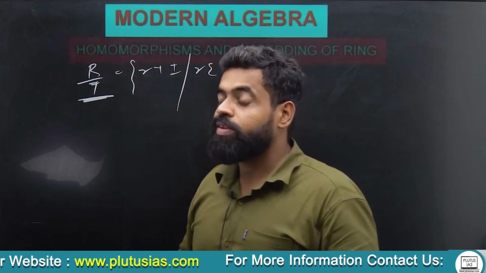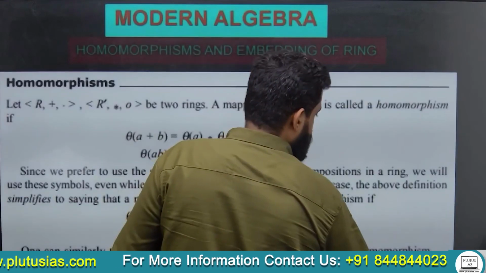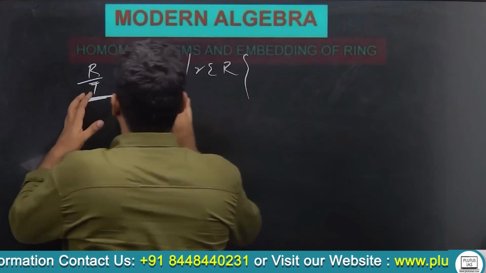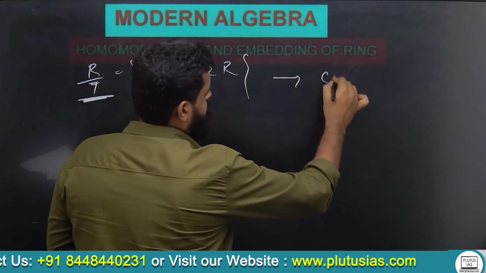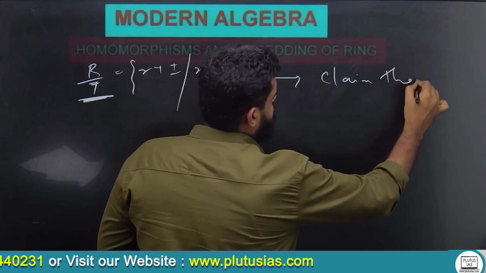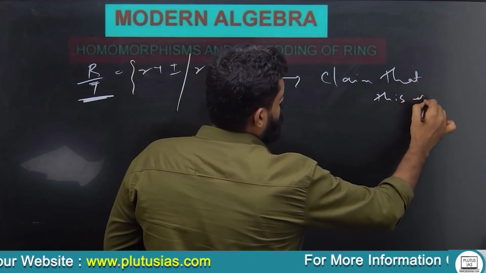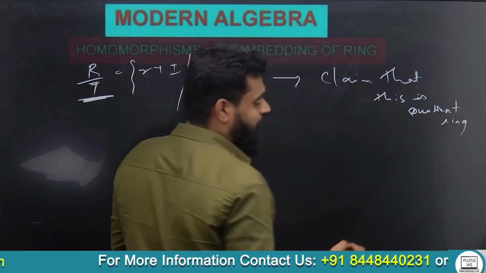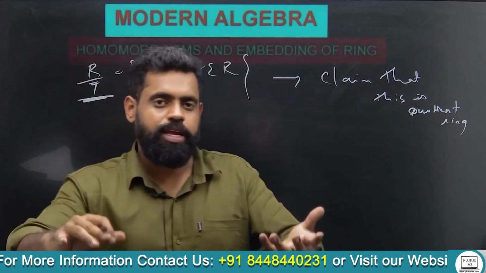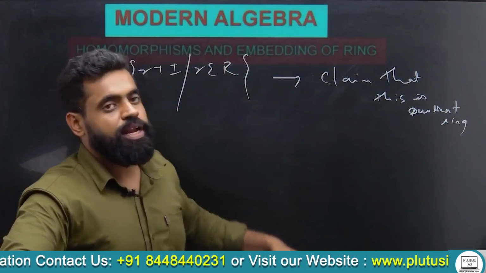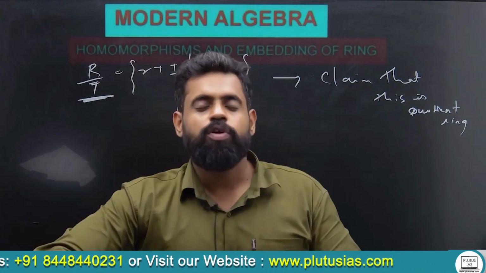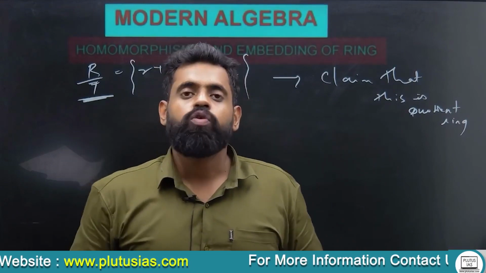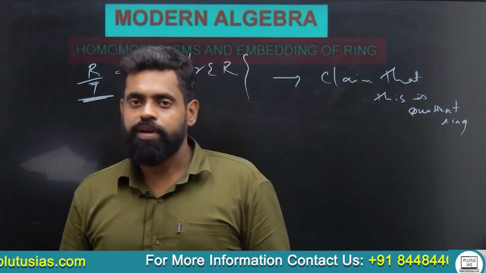Or I would say this is a quotient ring. I claim that this itself is a quotient ring. So you must be thinking that if this is a quotient ring, then what are the operations? I told you a ring is a set with two operations, plus and multiplication. Then how do we define addition and multiplication here? This is very simple.